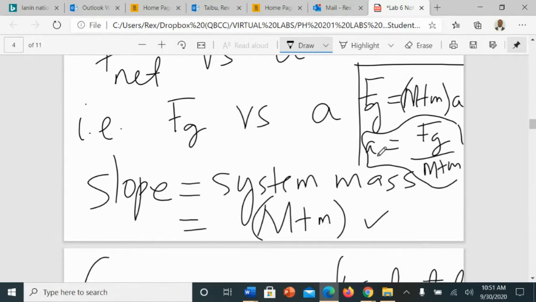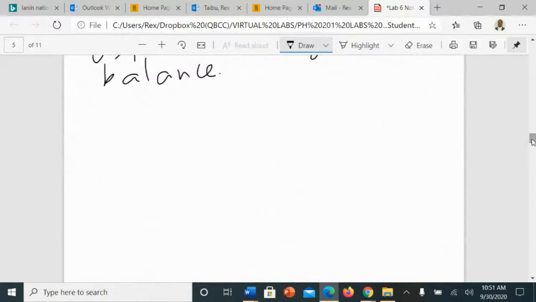So this is actually telling you that indeed the slope, which is rise over run, the slope tells you the system mass. Okay, sorry. This is valid, but that's not what you want to say. Let's move down here. Okay.